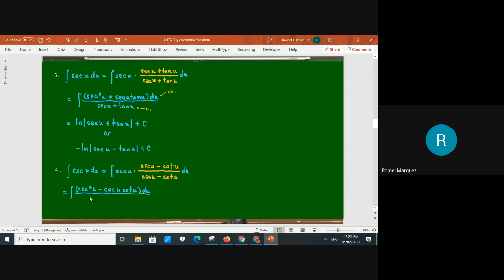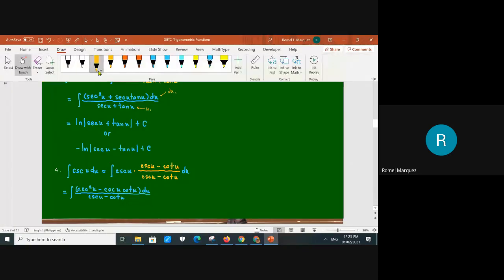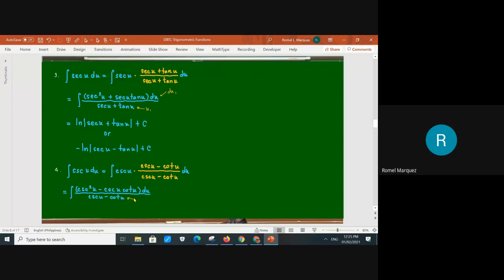So cosecant u minus cotangent u. Okay, guys? Let's check. If we take this denominator as u, let's have du. What's the derivative of cosecant? Negative cosecant u cotangent u. What's the derivative of cotangent? Negative cosecant squared u. Together with the negative here, positive cosecant squared u. Okay, guys? So, multiply by du. So this is really du.